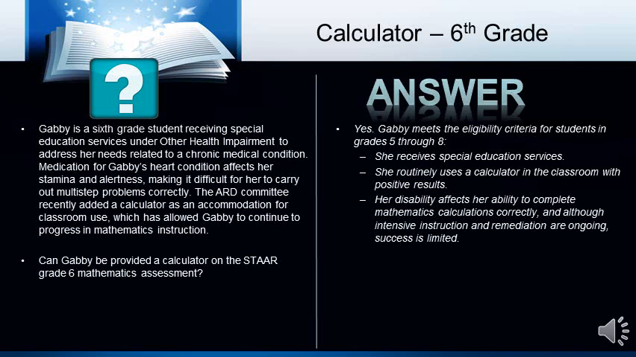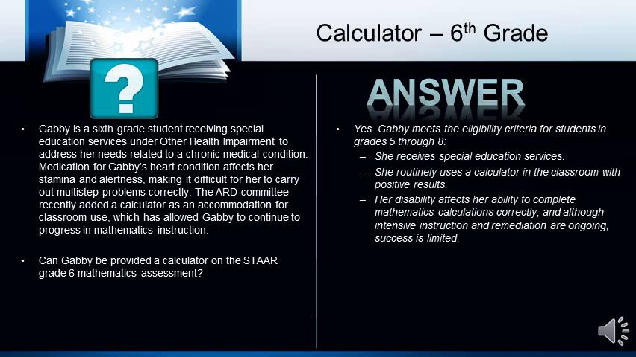Gabby is a 6th grade student receiving special education services under Other Health Impairment to address her needs related to a chronic medical condition. Medication for Gabby's heart condition affects her stamina and alertness, making it difficult for her to carry out multi-step problems correctly. The ARD Committee recently added a calculator as an accommodation for classroom use, which has allowed Gabby to continue to progress in mathematics instruction. Can Gabby be provided a calculator on the STAR Grade 6 Mathematics Assessment?